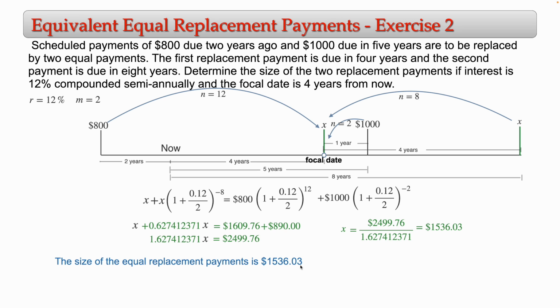So definitely the size of the equal replacement payment is 1,536.03. Okay, that explains how to solve a problem in which we need to find equal replacement payments. So a series of equal replacement payments.